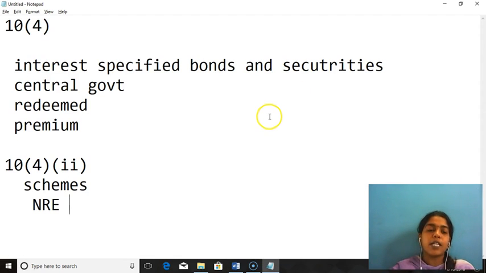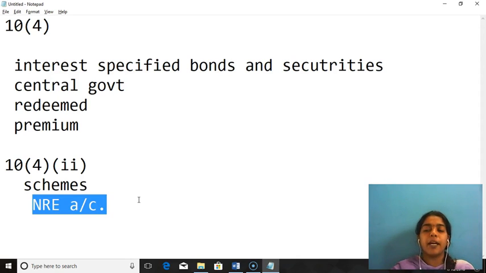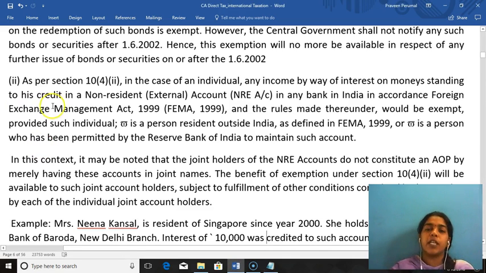The NRE account is being maintained by the banks, and the non-residents are supposed to deposit the money in the NRE account, and the interest accruing in this NRE account is exempt. So the interest which is accruing on the money deposited in the NRE account is exempt. So in the case of an individual, any income by way of interest on money standing to the credit in NRE account in any bank in India. It can be a nationalized bank, it can be a private bank. In accordance with the FEMA Act, so it should be in line with the FEMA Act.